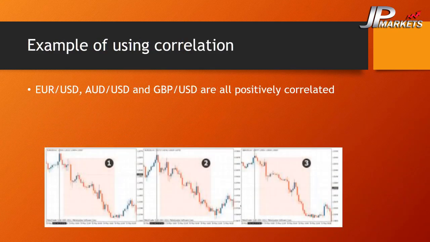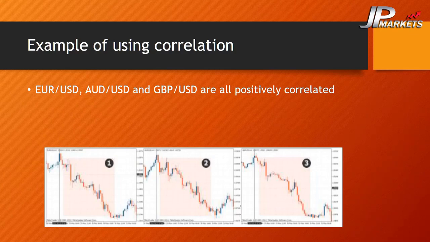Correlation can also be used to keep you out of bad trades, such as a false breakout. If you're observing a currency pair that has been in a range and you observe a breakout to the upside, you can use positively correlating pairs to see if they have also broken to the upside. Let's look at another example using the euro dollar, Aussie dollar, pound dollar. All of these pairs are positively correlated with each other and hence should move in the same direction.